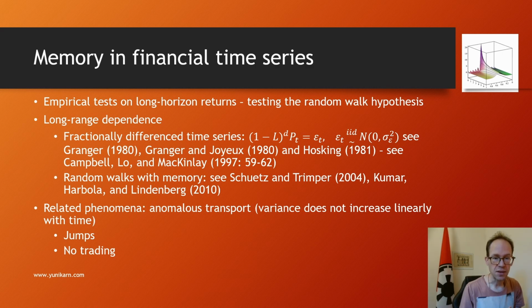For instance, anomalous transport. Again, this is a term used in physics. It means that the stochastic process has a variance that does not increase linearly with time. Examples include jumps in a time series or periods with no activity.